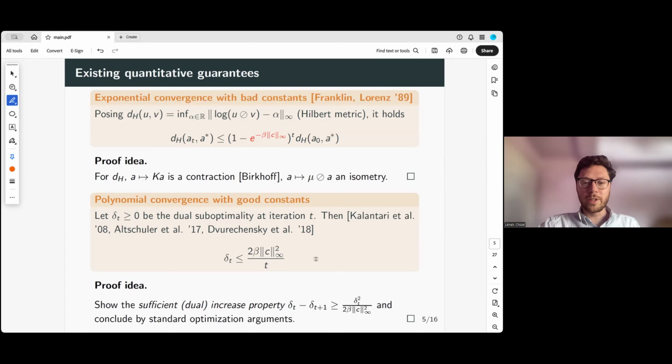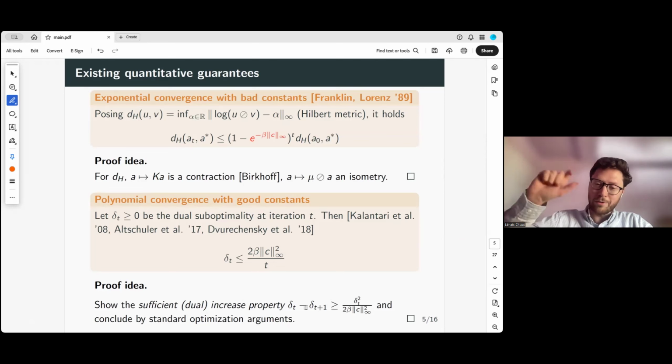Okay. So here the proof technique, and I will be very vague, relies a lot on the algebraic structure of the entropic optimal transport problem. But what you want to show is a sufficient increase property at each iteration. So you want to lower bound the decrease of the dual suboptimality gap by some quantity, which will help you then close. Once you have such an inequality, you can conclude by standard optimization arguments. If you're familiar with the Polyak-Lojasiewicz or Lojasiewicz inequality, you can think of it as a Lojasiewicz inequality with exponent 1, in the sense that here, this is analogous to the norm of the gradient.